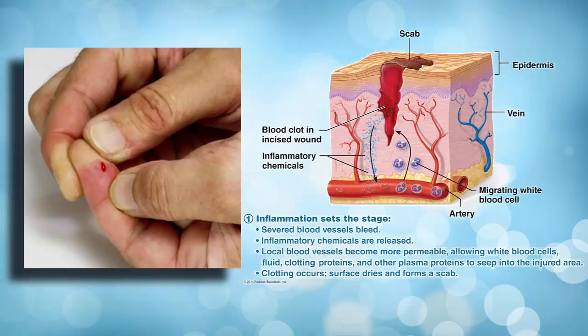So let's quickly review the steps in tissue repair, and you might recognize these figures from chapter 4 of your textbook. The first stage of the process is the inflammatory stage. Chemicals are released by damaged tissues, which signals local blood vessels to become more permeable, allowing white blood cells, fluid, and clotting proteins to seep into the injured area.